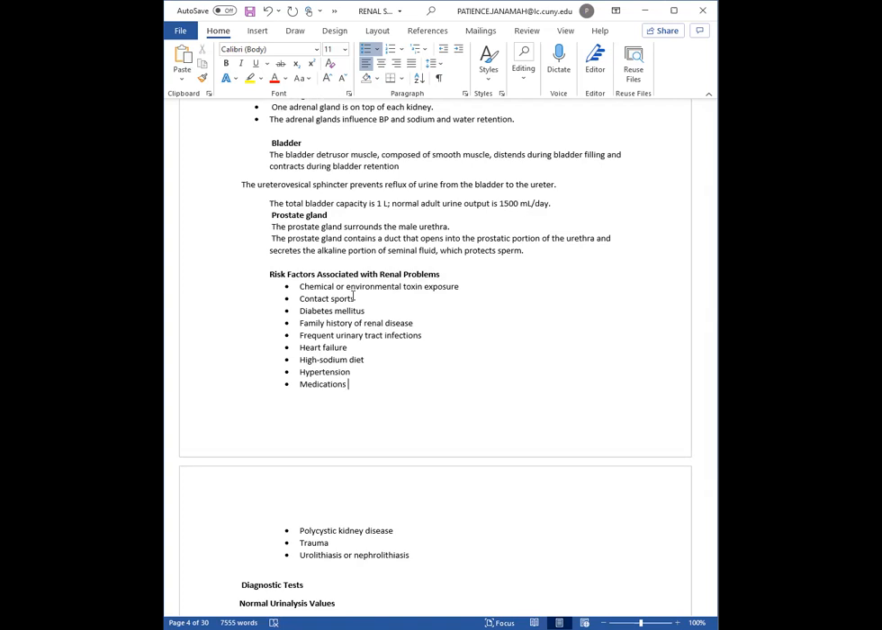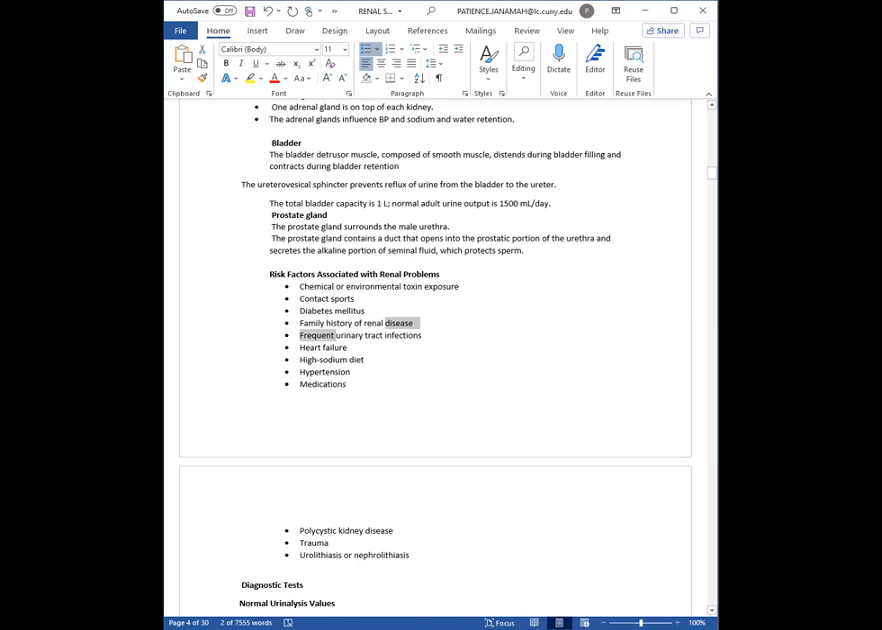So chemical exposure. When you are teaching a patient and the patient mentions to you, I'm telling you what NCLEX will present: I used to work in a manufacturing company where we used chemicals to manufacture many things. Then you want to be concerned about the renal system. It's one of the systems you'll be concerned about as well. Contact sports, diabetes, family history of renal diseases.